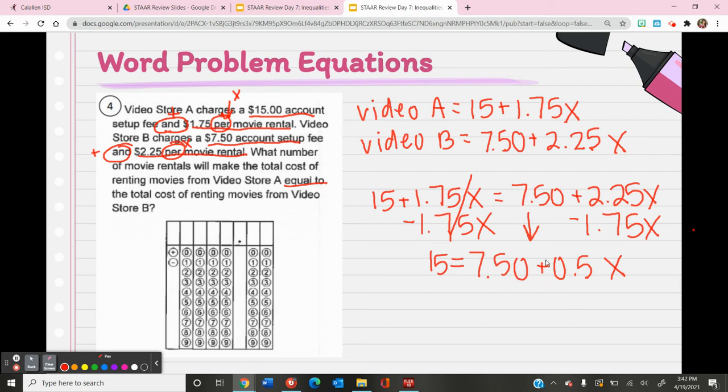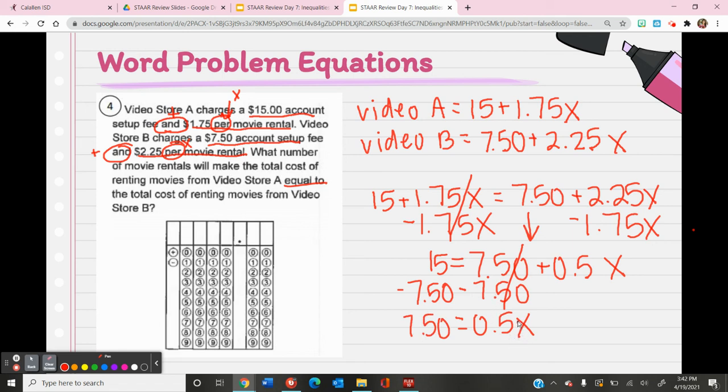Now, again, my goal is to have x's on one side and my numbers on the other. So I have my x's all on one side. I just need to get my numbers on the same side. So I need to see what number is being added or subtracted to my x value. So right now I have 7.50 being added. So that means I'm going to do the opposite, and I'm going to subtract this. So this cancels out. I'm left with 0.5x equals 15 minus 7.50, which is just 7.50.